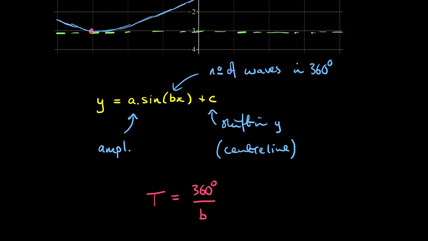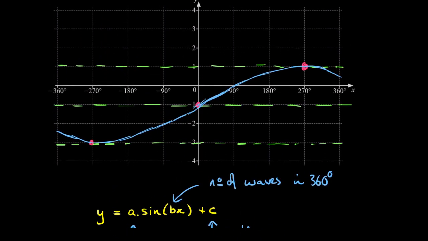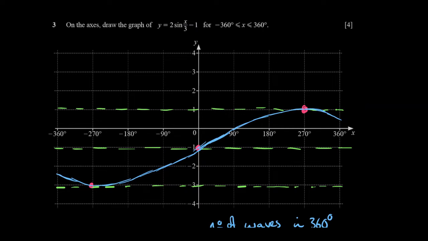You should really aim to understand all of those things. But if you can't do that, then what could you do as an alternative? Well, you could just plot points, couldn't you? You've got 90, 180, 270. So what you could do is put x is 90 degrees into the formula, get a point. X is 180, get a point. X is 270, get a point. X is 360, get a point. Yeah, you could do that if you're really stuck.